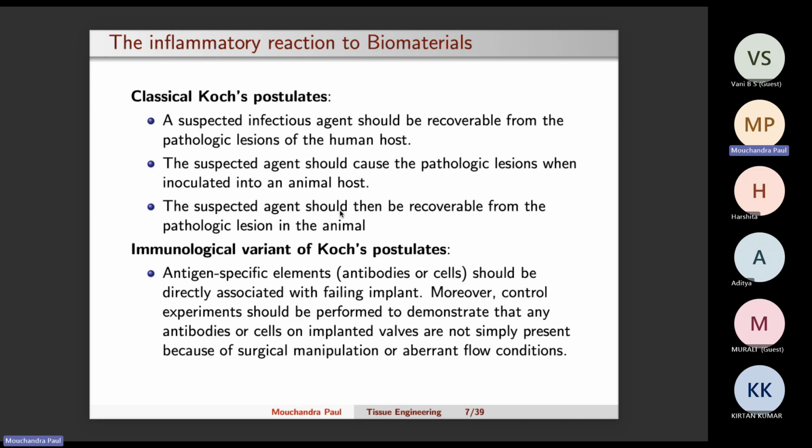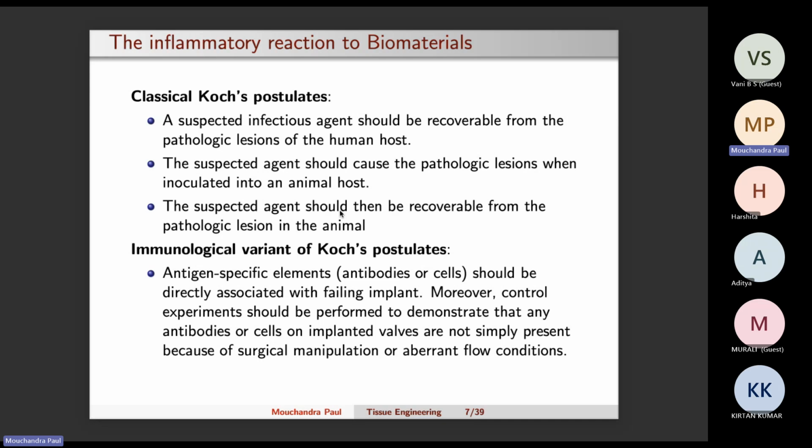And then only if you are able to do it, then only you can say that this agent has caused this particular lesion. All right. Then only you can directly correlate. So you understand what is Koch's postulate? Again, I'm repeating. Koch's postulate is very easy.